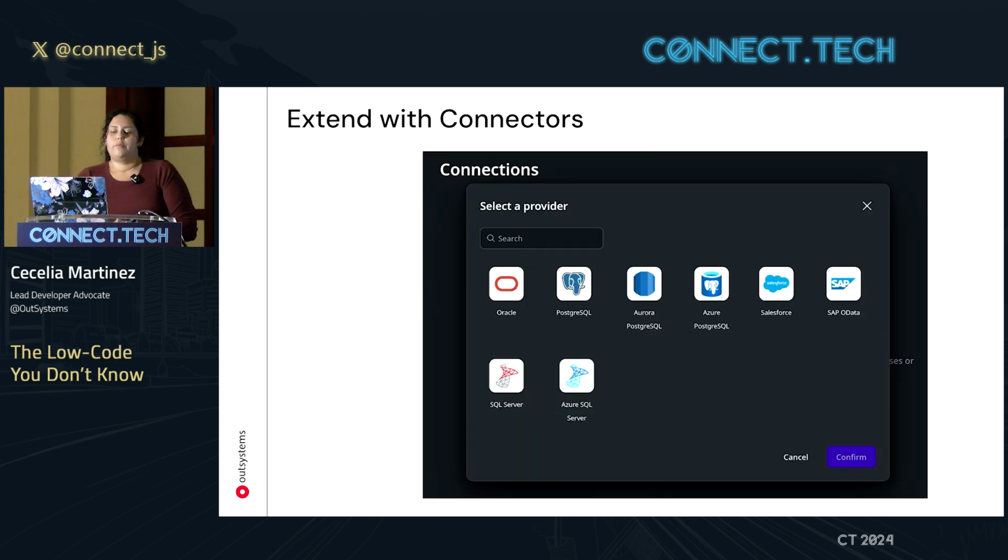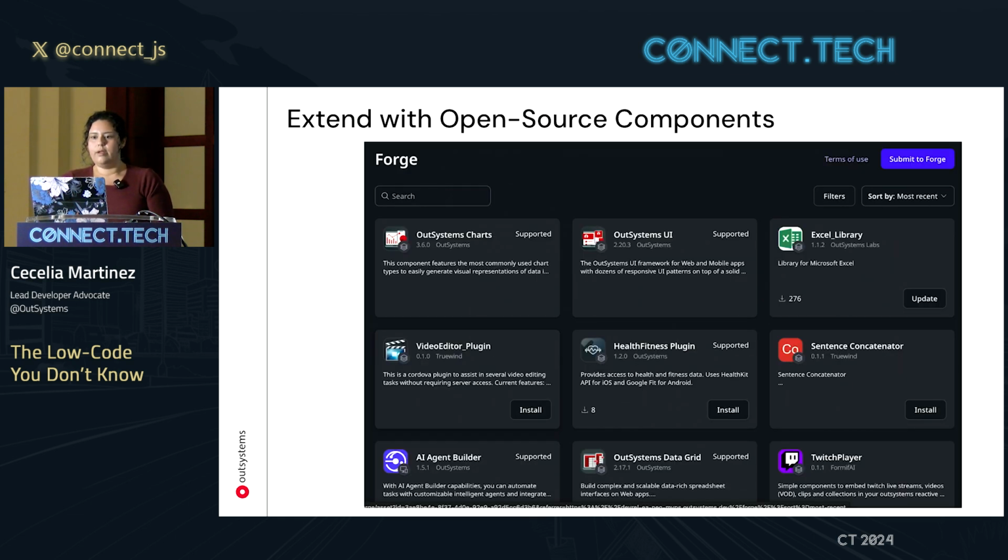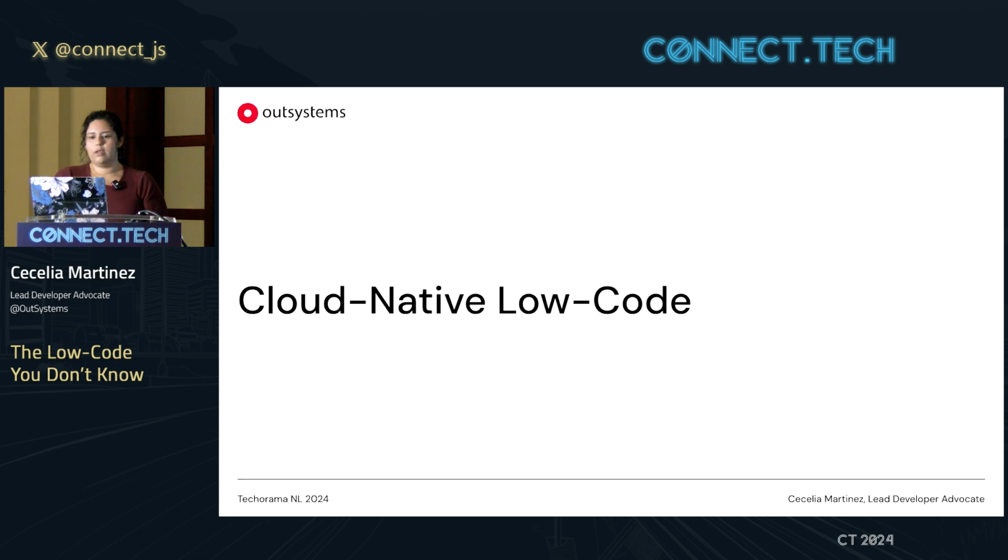I mentioned you can also extend with connectors. These are pre-built connectors, so if you don't want to have to interact with an API or build that out customly, there's a variety of providers that you can interact with. Typically, they are enterprise-type systems like Oracle databases, Salesforce, SAP. And then we also have an open source component library. Many low-code platforms do have open source, which I did not realize, because I figured you had to have code for it to be open source. But Mendix and OutSystems all have open source components that are built and maintained by the community that you can implement into your applications.